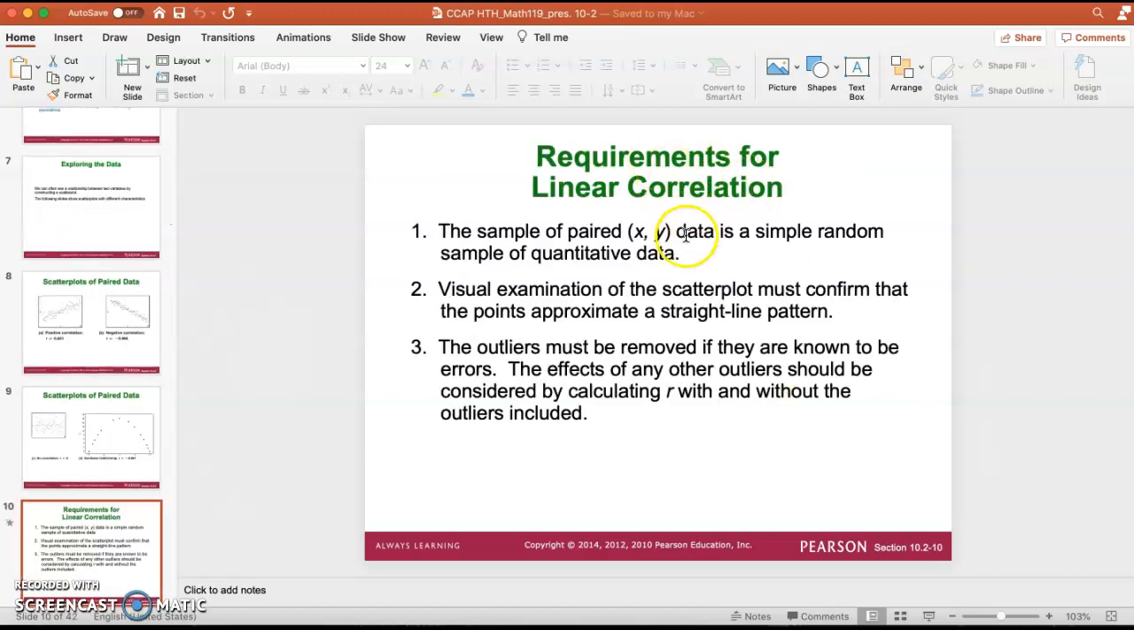So now, some requirements for linear correlation: the sample of paired XY data is from a simple random sample of quantitative data. Simple random sample is a common requirement. Upon visual examination of the scatter plot, we must confirm that the points approximate a straight line. And the outliers must be removed if they are known to be errors. The effects of any other outliers should be considered by calculating R with and without the outliers included. So basically, number 3 is saying that outliers can affect the correlation coefficient quite a bit.